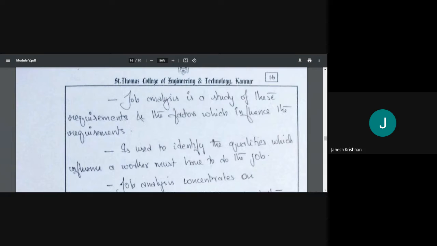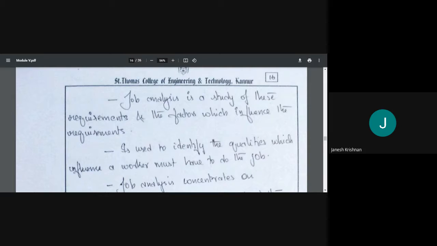Say, for example, a site engineer. What is the requirement? He should have a BTech degree. But what does it mean? It means he should be well versed in dealing with the requirements of the site. That is, he should be able to speak with the laborers and communicate with them. So we can say the requirement is that the site engineer should know Hindi. That becomes a requirement.